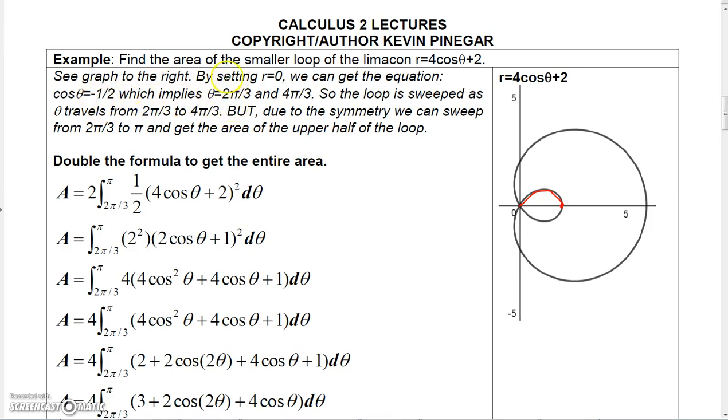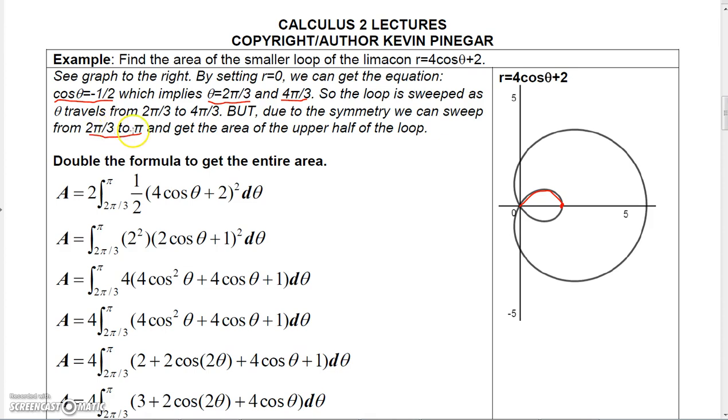Now if you set r equal to 0, you can get that cosine theta is -1/2, and so r is going to be 0 at 2 pi over 3 and 4 pi over 3. So the loop is swept as theta travels from 2 pi over 3 to 4 pi over 3. But due to the symmetry, we can just go halfway between them, from 2 pi over 3 to pi, to get the area of the upper half of the loop.